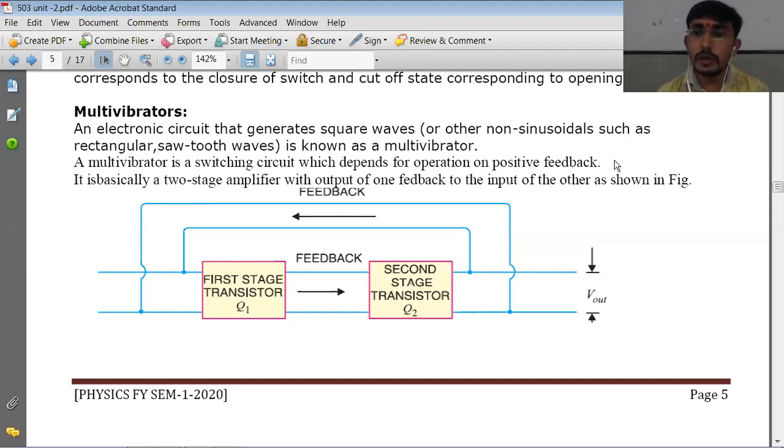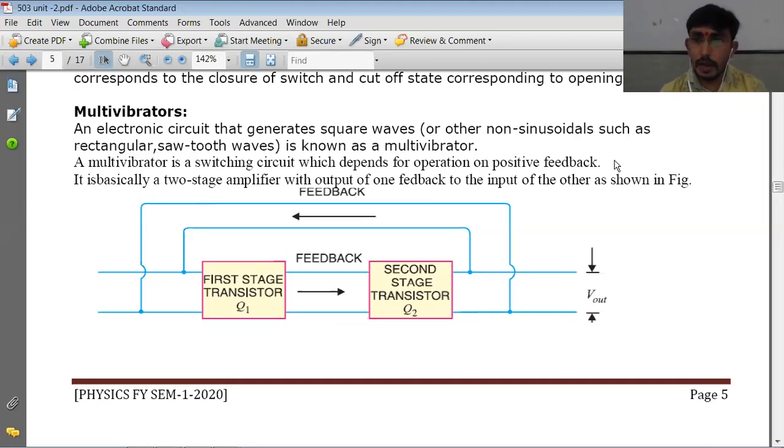Now we're starting a new topic, that is the multivibrator. It is a kind of electronic circuit which can generate non-sinusoidal waves, that is generally square wave, rectangular wave, sawtooth waves. They are all called non-sinusoidal waves. The switching of these circuits will depend upon the operation of positive feedback.